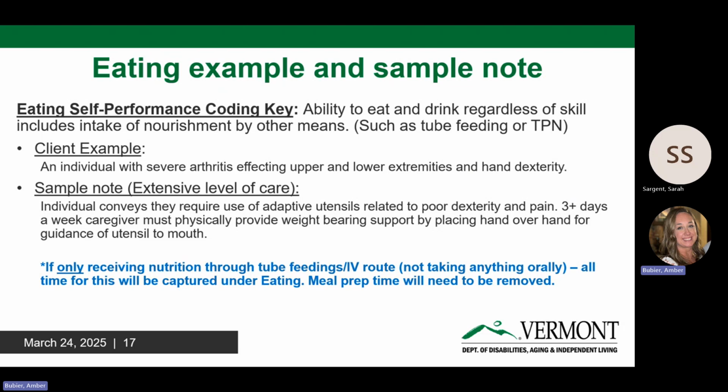One more thing to take into consideration if an individual is receiving tube feedings or TPN is to note their ability to be engaged with that task. Some individuals may be able to manage their own tube feedings or TPN administration, where others might need a caregiver to completely assist. So please make sure you're including those details in your notes for those individuals.